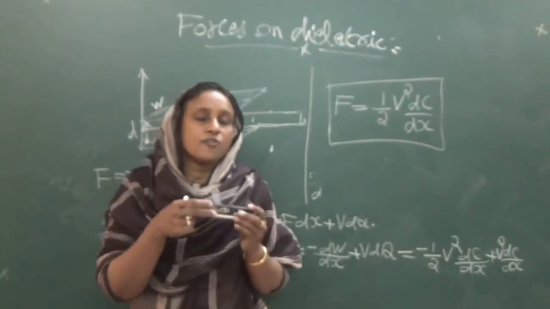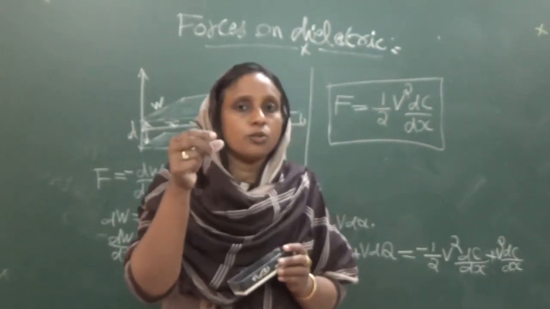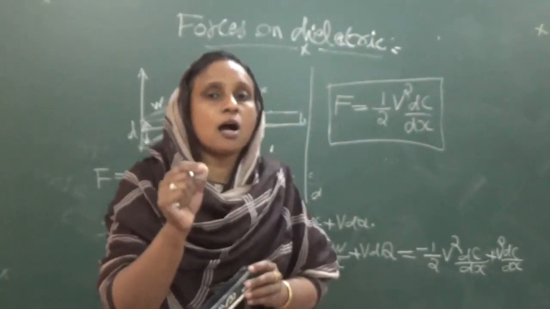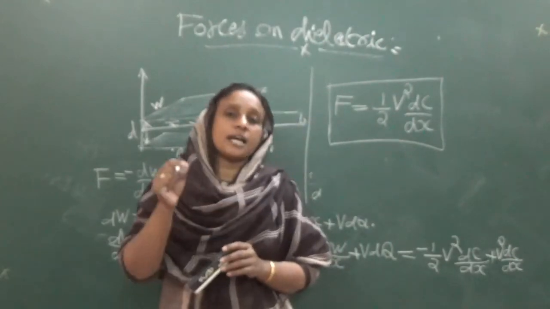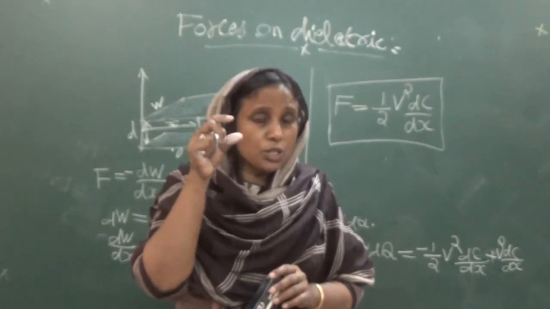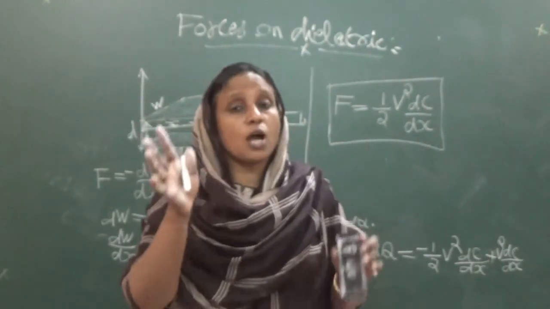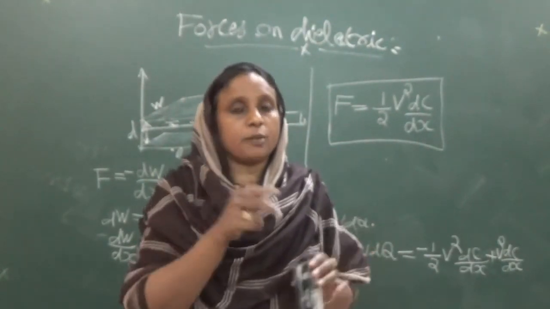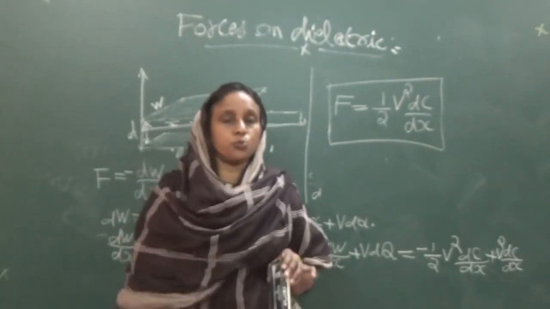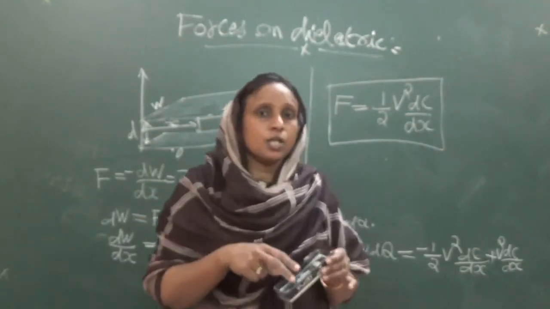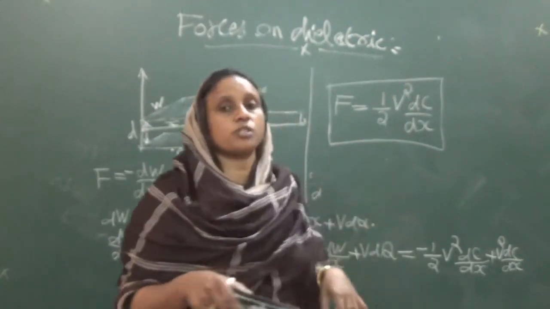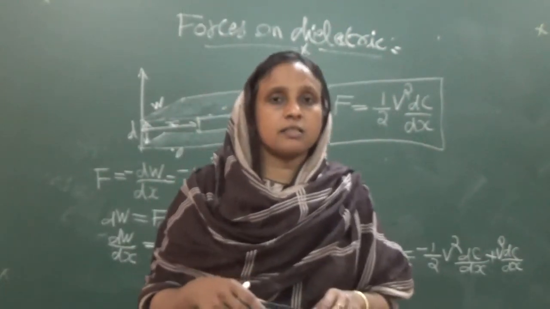For that we use the work done for forming a capacitor, W equal to half C V square. Then, to keep the potential constant, we would have to apply a voltage by a battery. So instead of that, we use a constant charge Q. Using this expression, you can find the electric force acting on a dielectric.